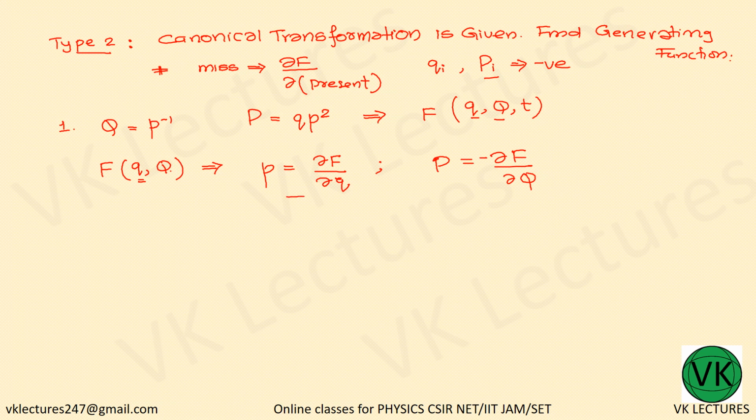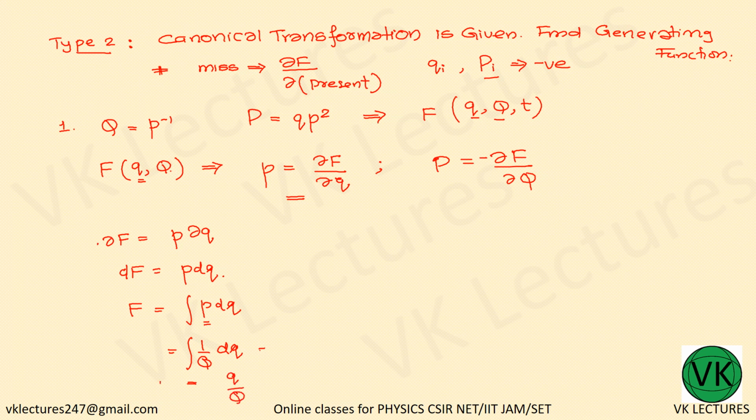So take the first case. dou f is equal to p dou q, or we can write df is equal to p dq, and f is equal to integral p dq, and what is p? p is equal to 1 by capital Q. So it is equal to integral 1 by capital Q dq, that is equal to q by capital Q. So f is given as small q by capital Q.